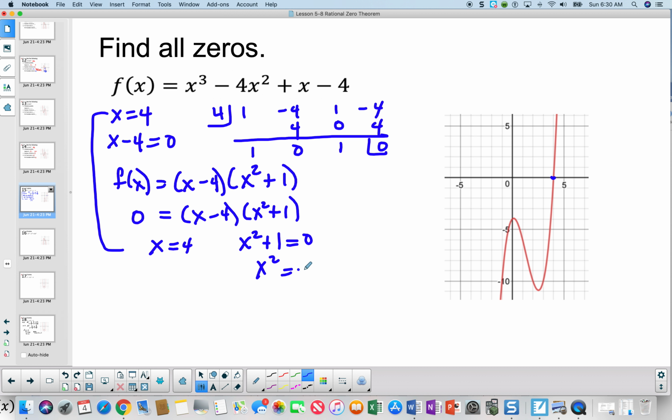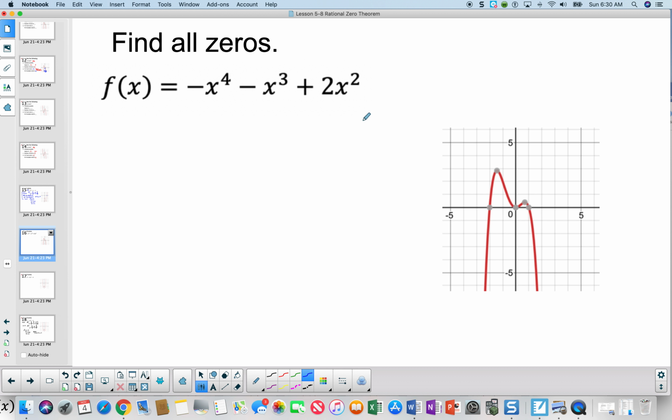X squared is equal to -1. X is equal to plus or minus root -1. And that means this is plus or minus i. So the three roots, since it's a third degree, the three roots are 4, i, and -i.